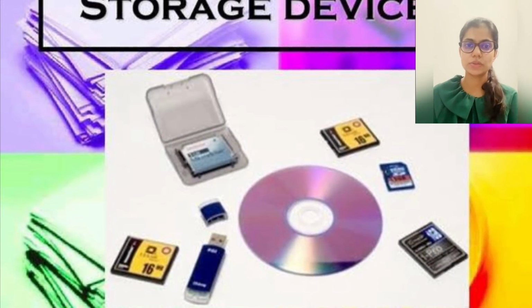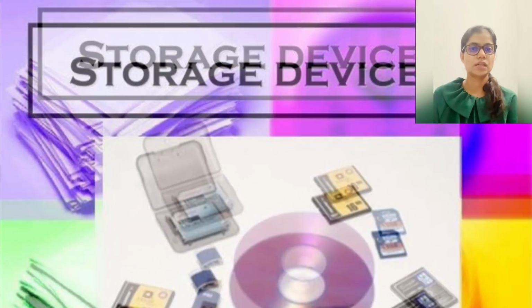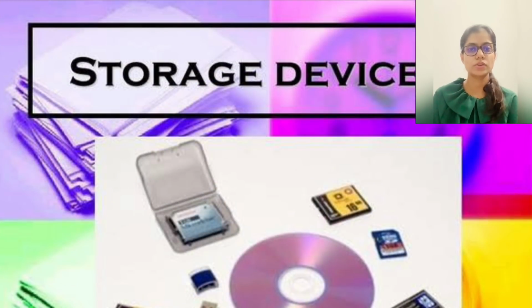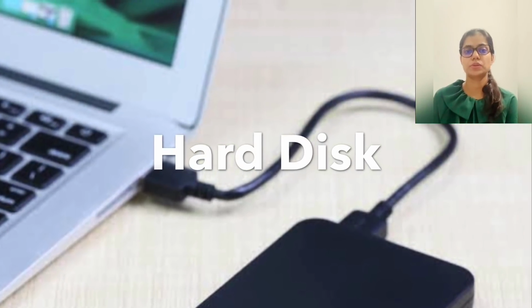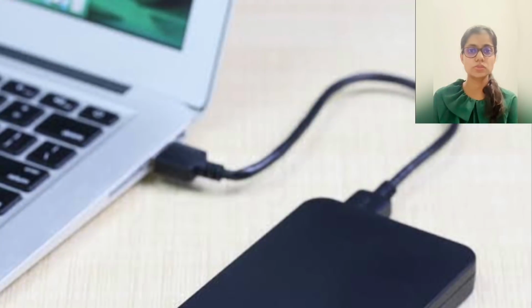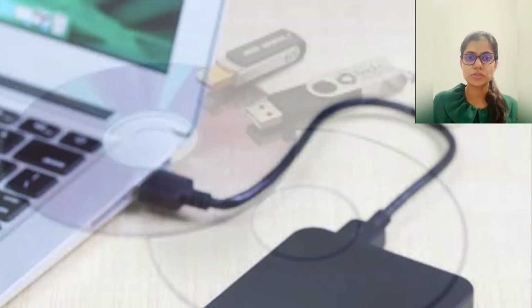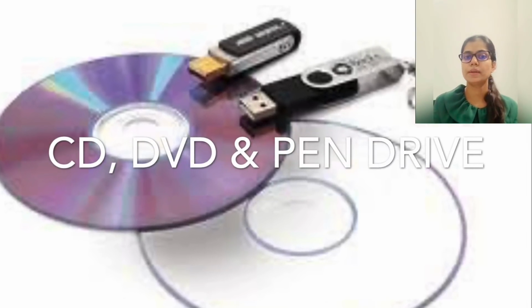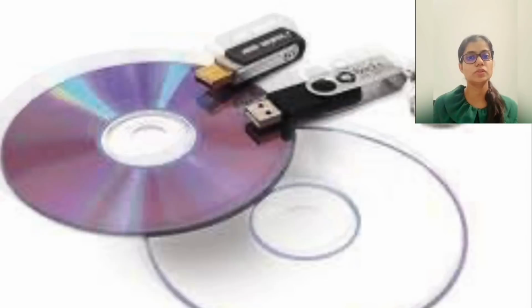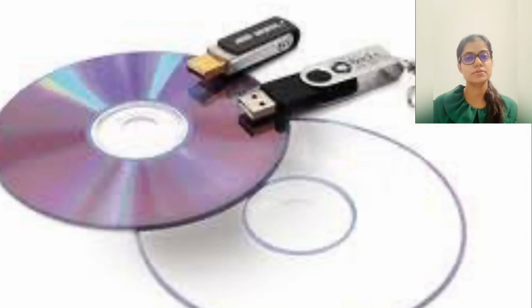Our last hardware parts are storage devices. Storage devices are used to store data or information in the computer. Hard disk is the main storage device of computer because it stores the whole work of a computer. Other important storage devices are CD, DVD or pen drive that are used to store information. So let's talk about these storage devices one by one.